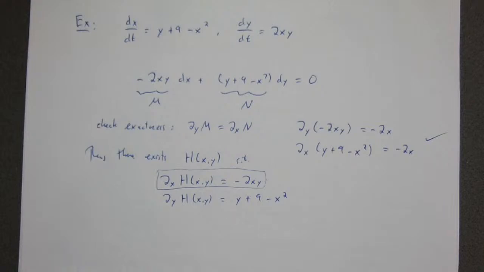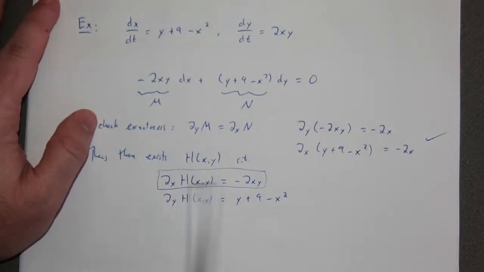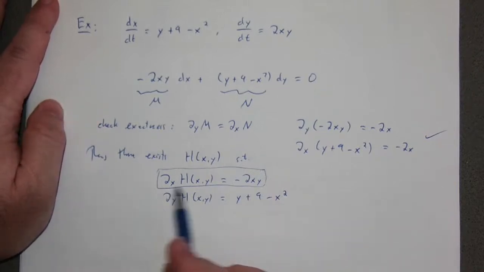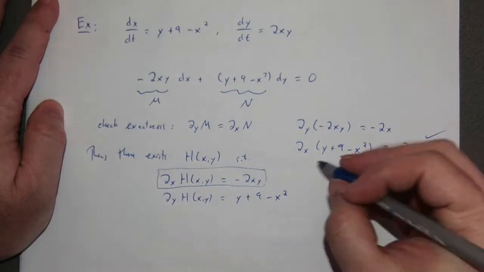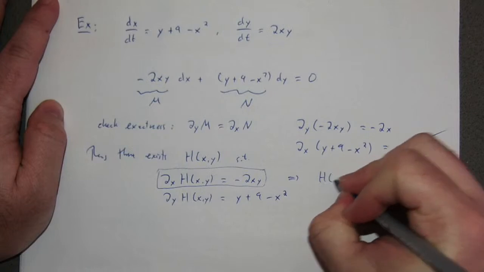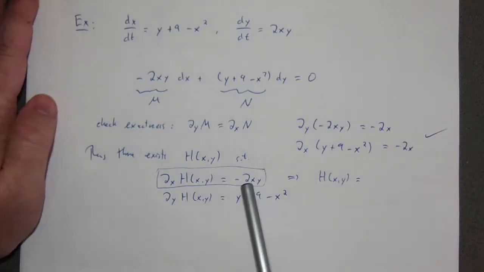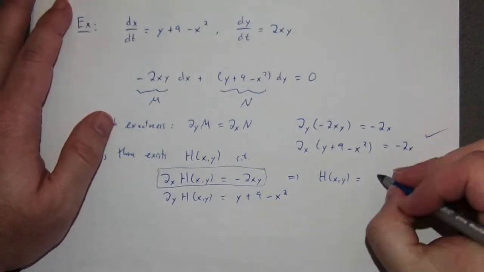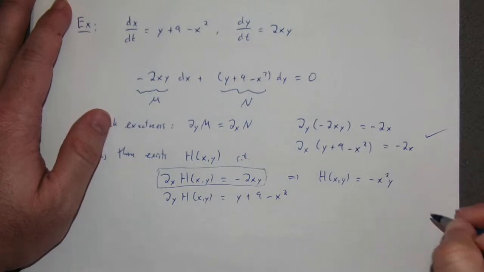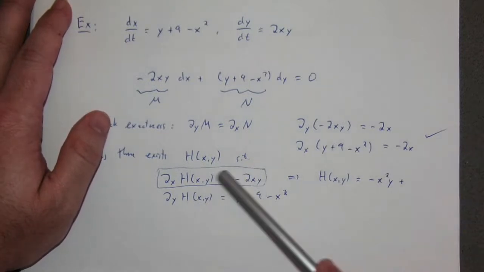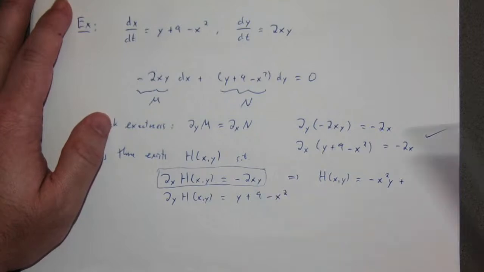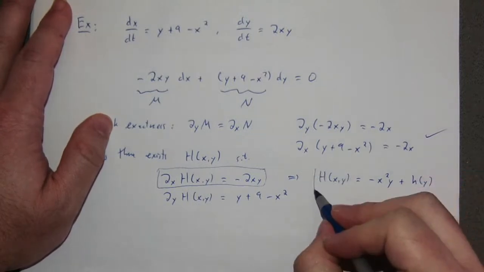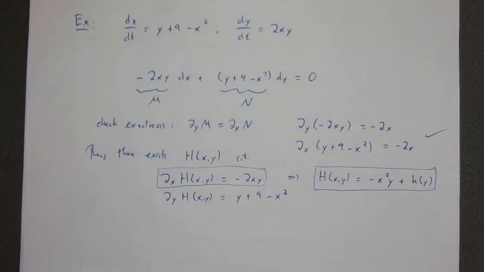All right, you remember how this goes. Because of exactness, I know that this process is going to work out. So I integrate both sides of this equation with respect to x. From this, I get that h of x y is equal to, what is the integral of minus 2xy with respect to x? This would be minus x squared y plus a constant. But remember, I integrated with respect to x. So the most general possible constant here is a little h of y. Okay, so this is the generic form that my big H takes.